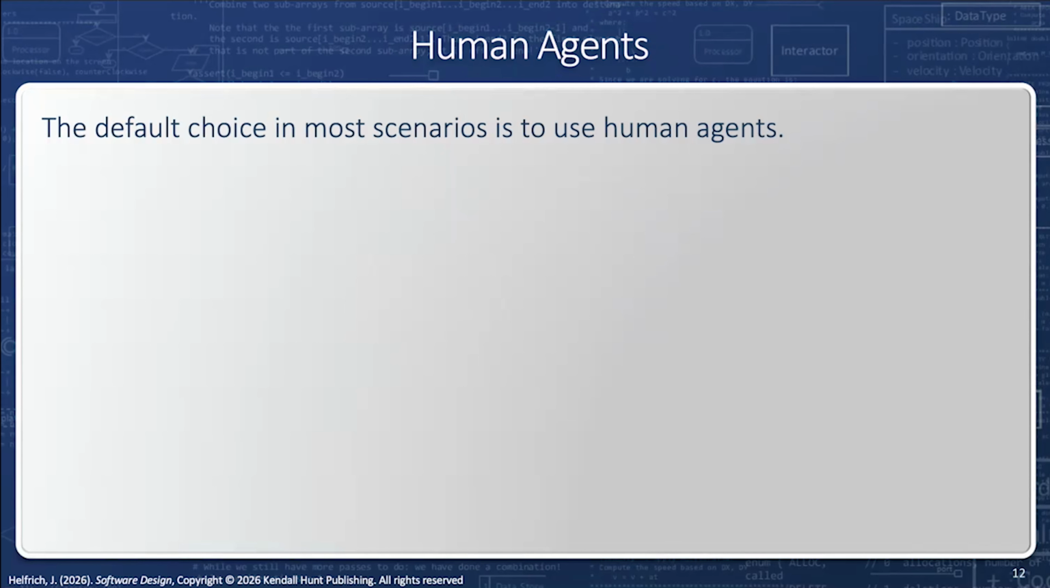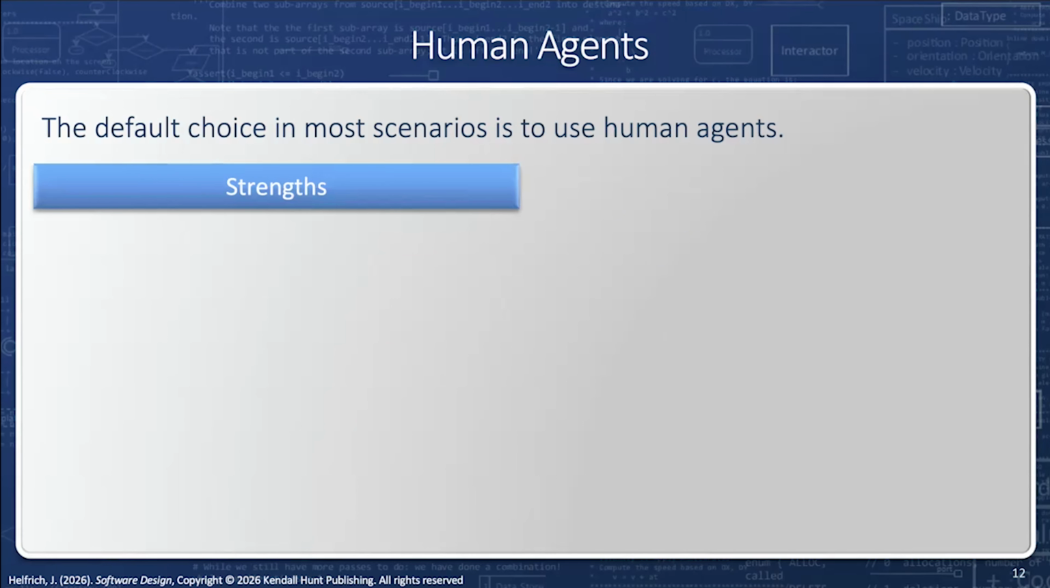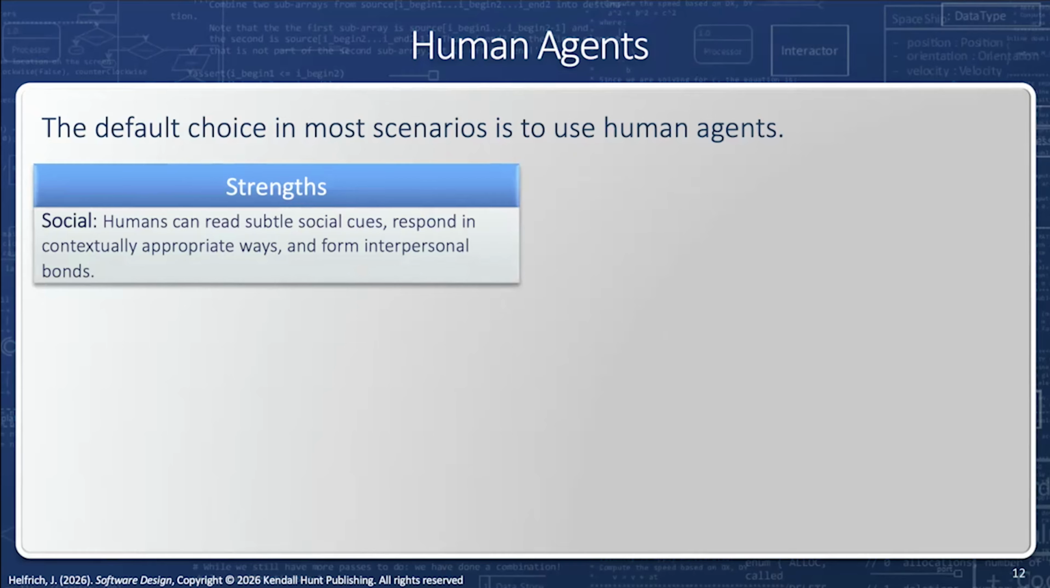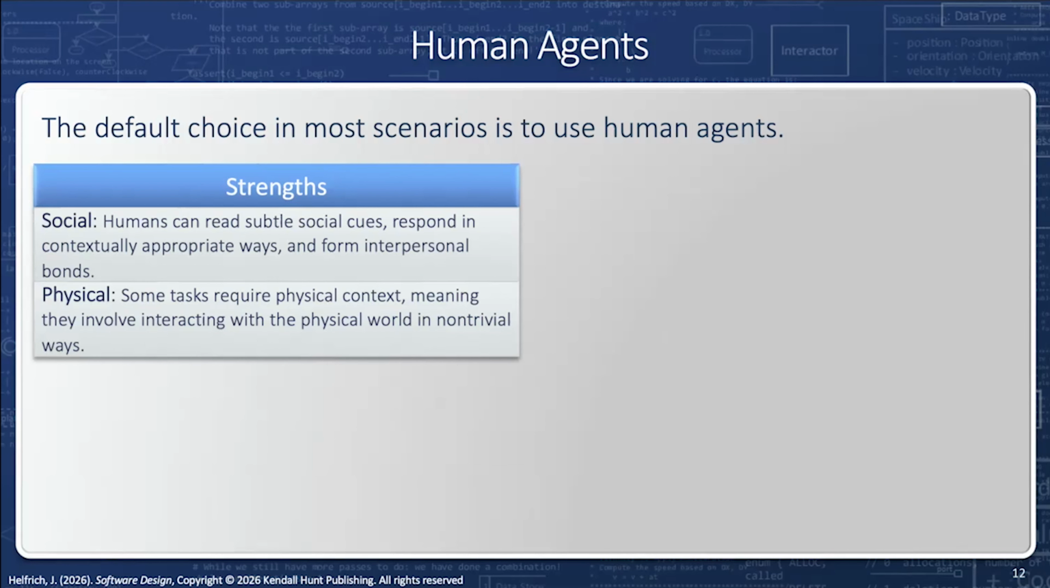So let's start with a human agent. And this is the default choice in most scenarios, and basically it's all we had for thousands of years of time. And what are the strengths of human agents? Well, they're social. Humans can read subtle social cues, respond in contextually appropriate ways, and form interpersonal bonds. When a problem requires strong social intelligence, humans remain the best choice. And there's the physical aspect. Some tasks require physical context, meaning they involve interacting with the physical world in non-trivial ways. Surgery, construction, even cooking demands levels of dexterity that machines cannot currently match.